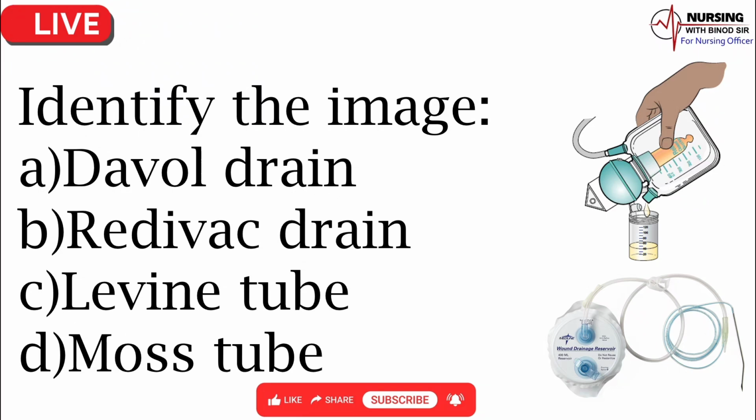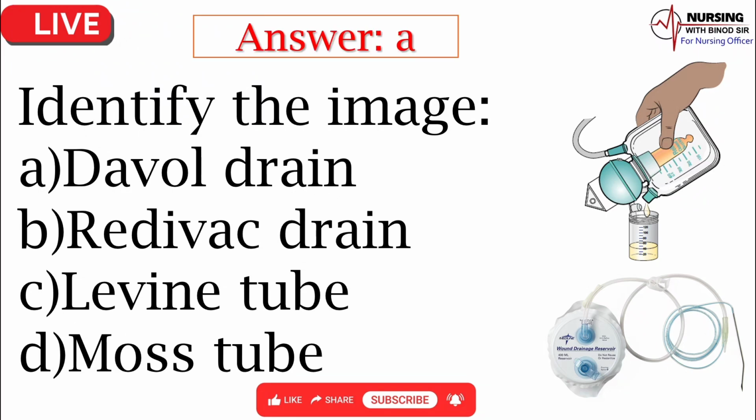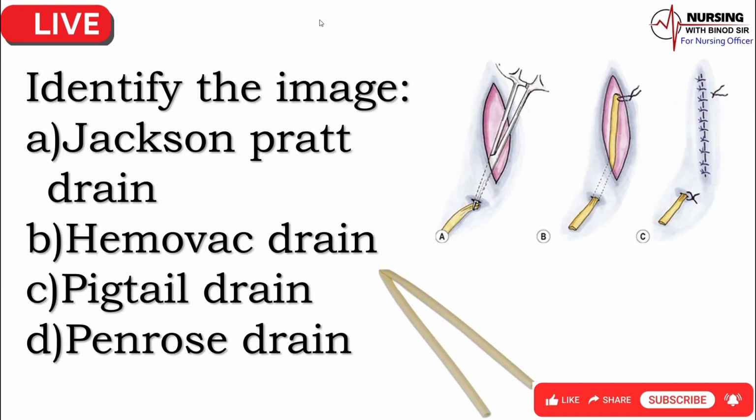Identify the image. A. Double drain. B. Radiovac drain. C. Levine tube. D. Moss tube. The correct answer is A option. Explanation. 1. The double drain is a medical device used to remove fluid, such as blood or serous fluid, that accumulates in surgical or wound sites. 2. It is often used to help prevent the buildup of fluid that could lead to infection or delayed healing.